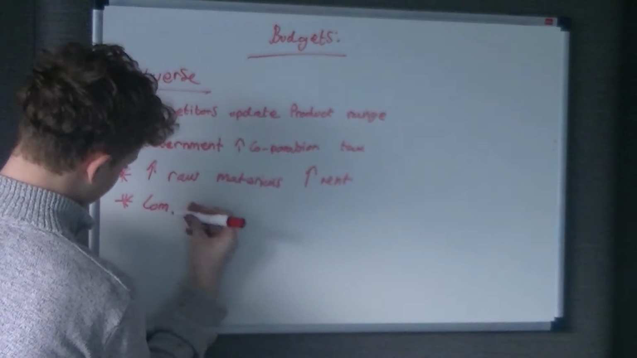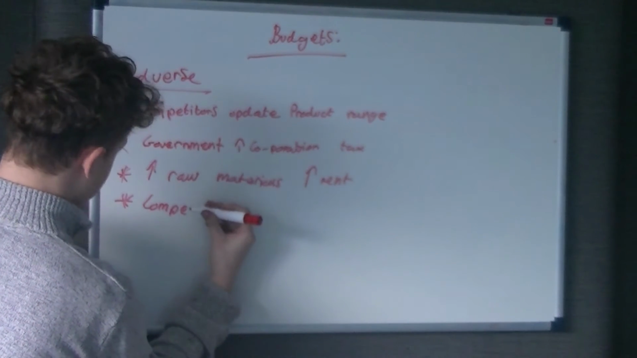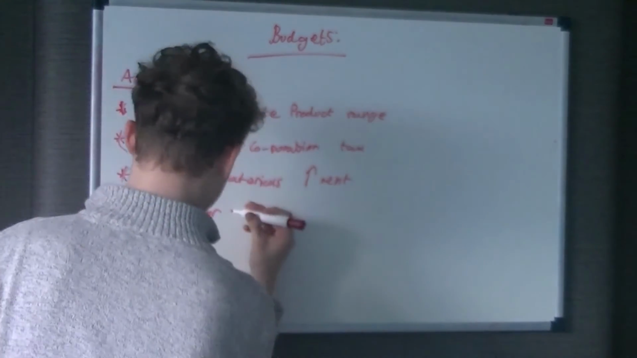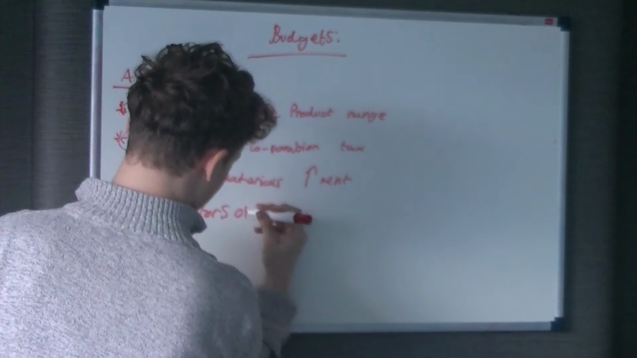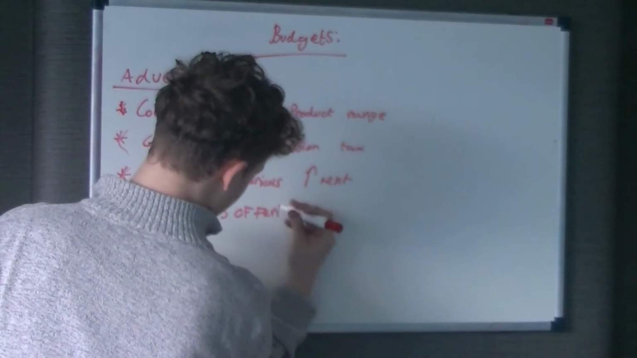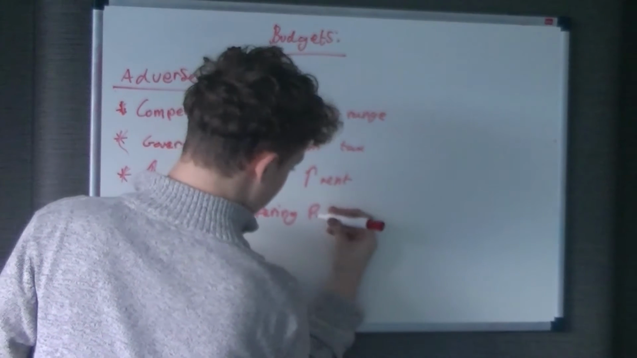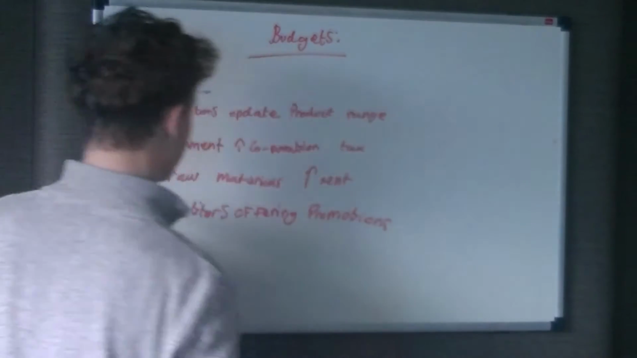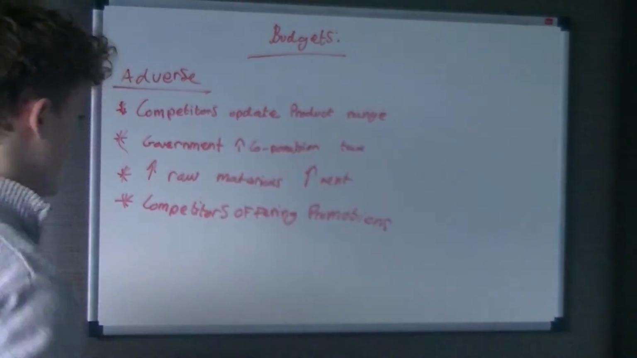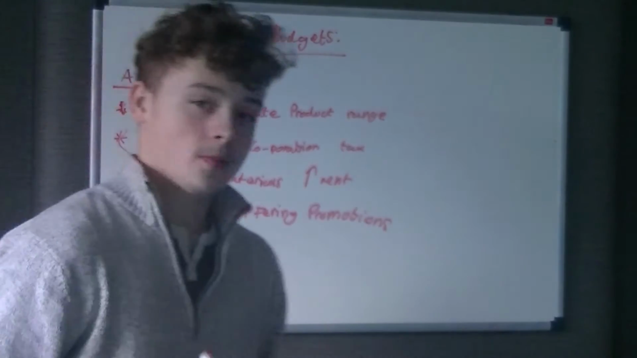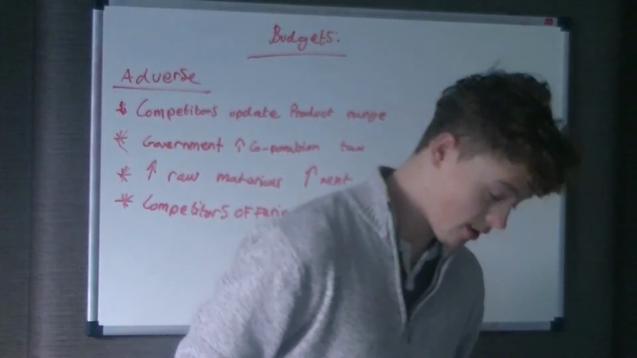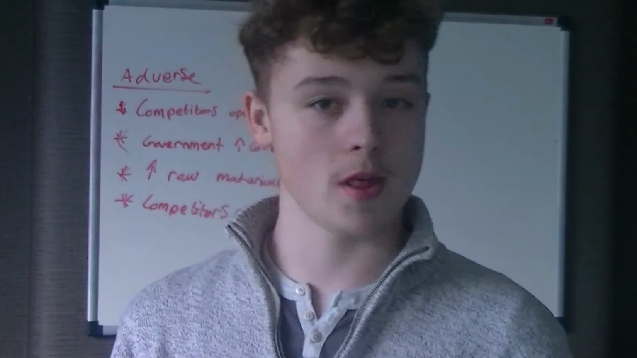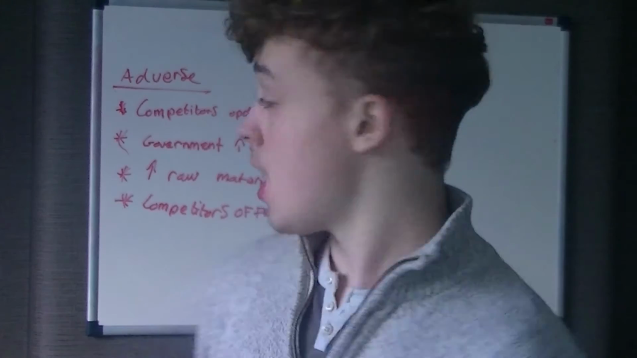Competitors offering more promotions, that's it. So if they offer more promotions, that's going to signal an adverse variance to you, because if they offer more promotions, then people are going to go with them instead of going to you.